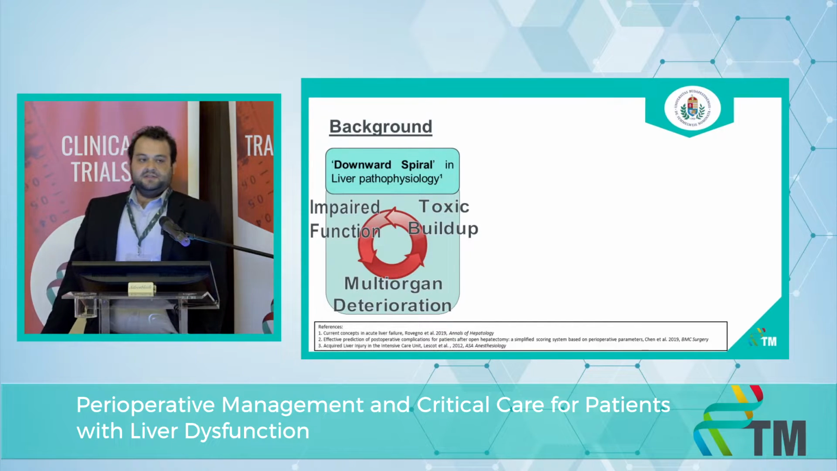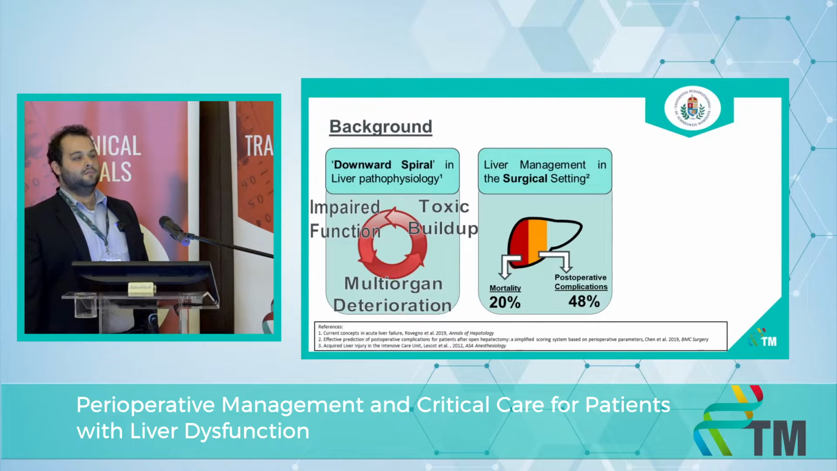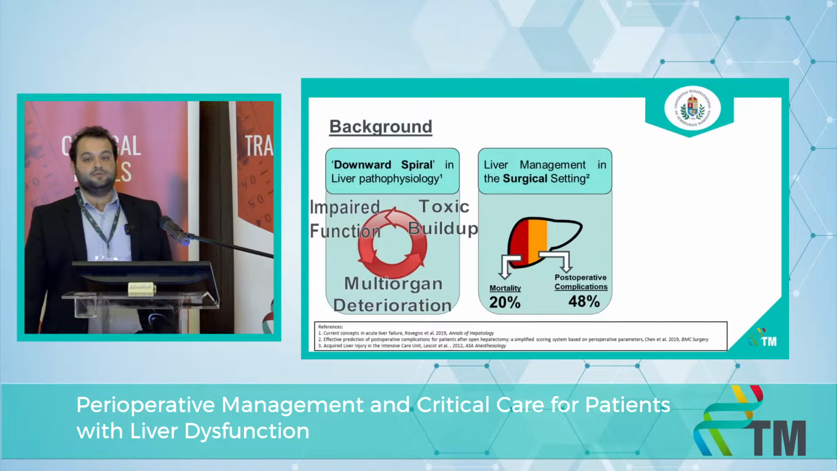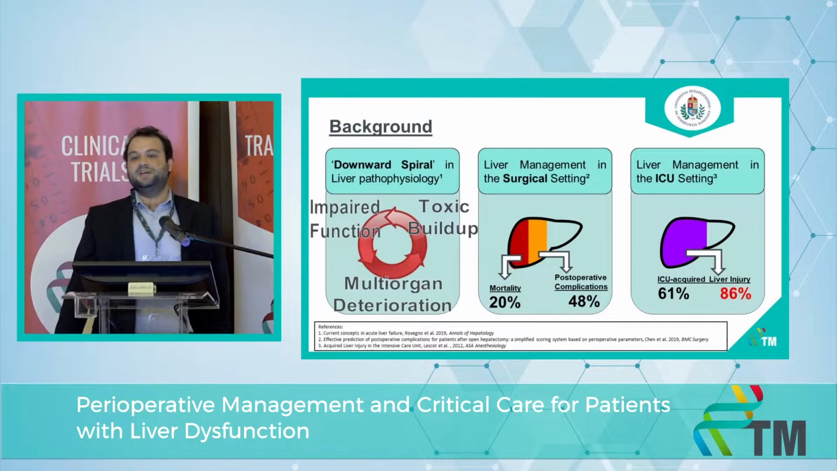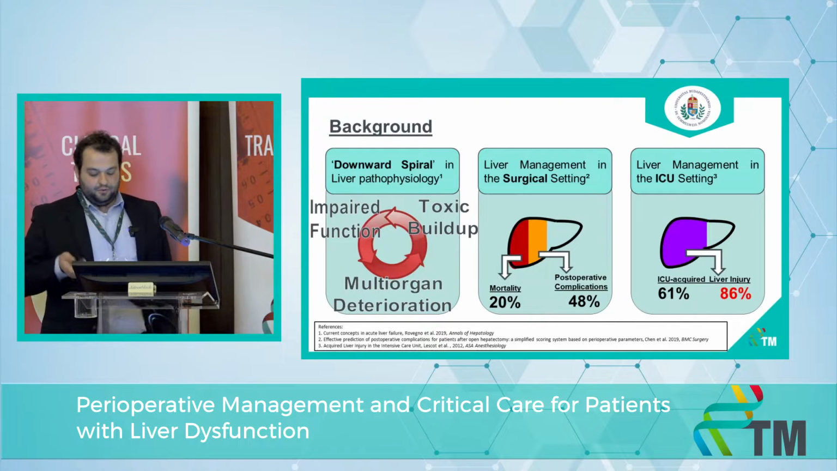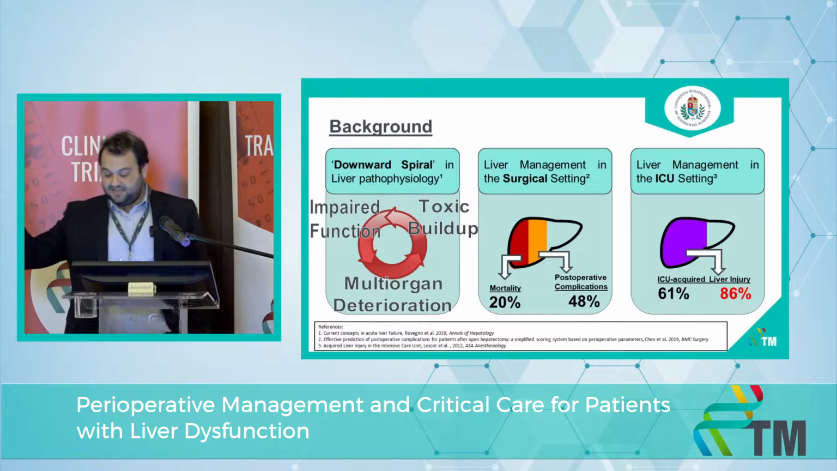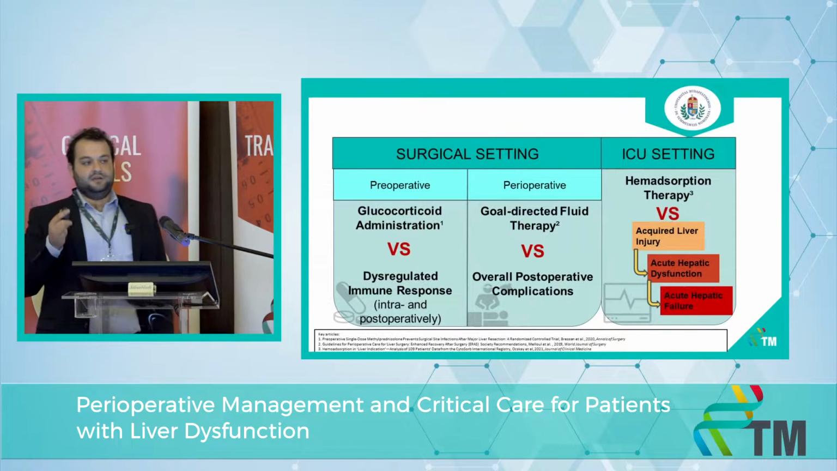Now, in the surgical setting, this downward spiral is represented with up to 48% post-operative complication rates and up to 20% mortality. This is unacceptably high. And the situation is even more dire when it comes to the ICU. 61% of patients who are admitted to an ICU will experience liver function deterioration or liver dysfunction. And unfortunately, for those who acquire this liver injury, the mortality rate can rise up to 86%. This is unbelievable.